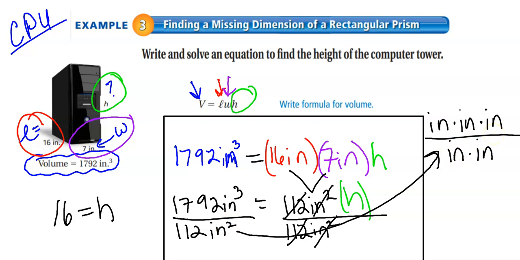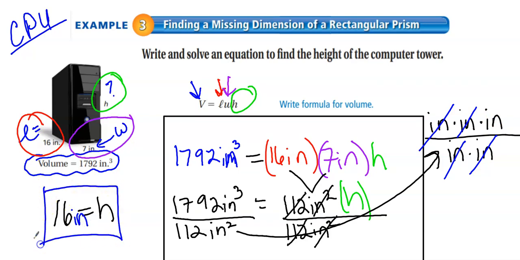Remember, inches and units cancel out just like numbers do. Inch on the top, inch on the bottom, inch on the top, inch on the bottom. That leaves me with units of inches, which I knew I needed because the height is going to be measured in inches. So there's my final answer. The height, the missing dimension, is 16 inches.